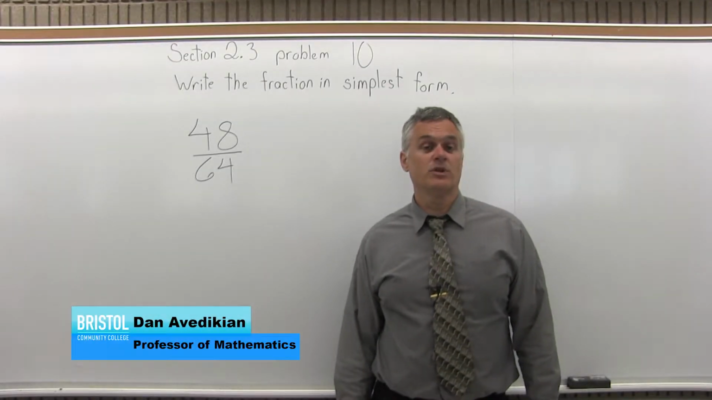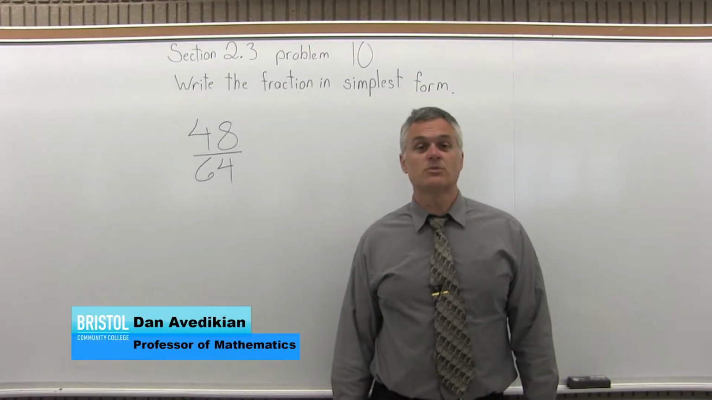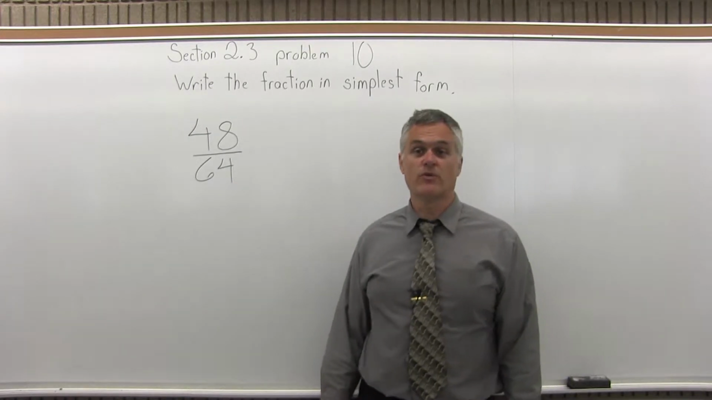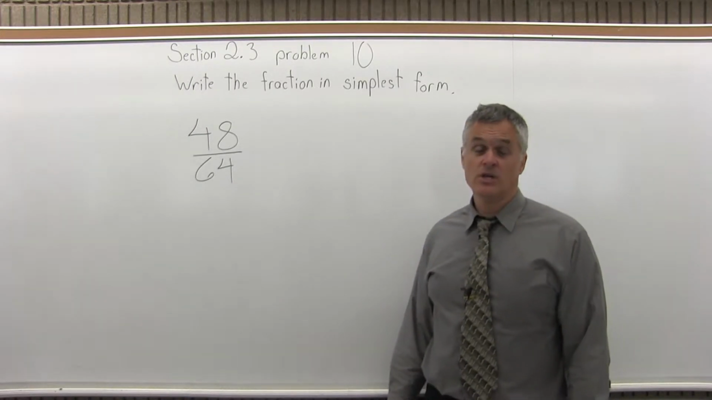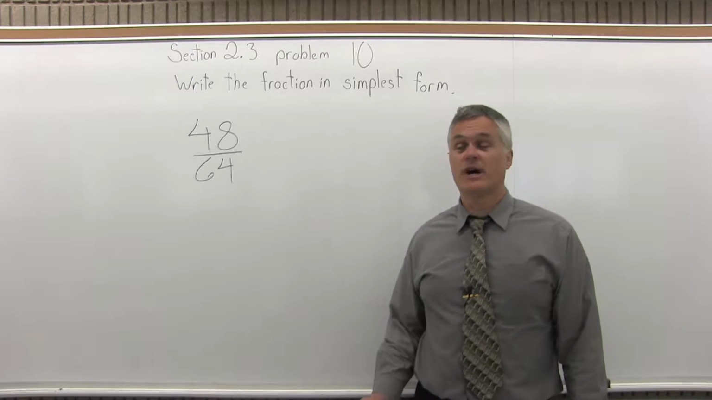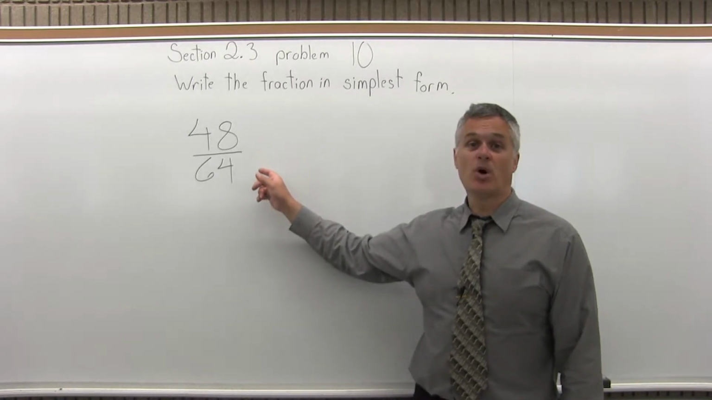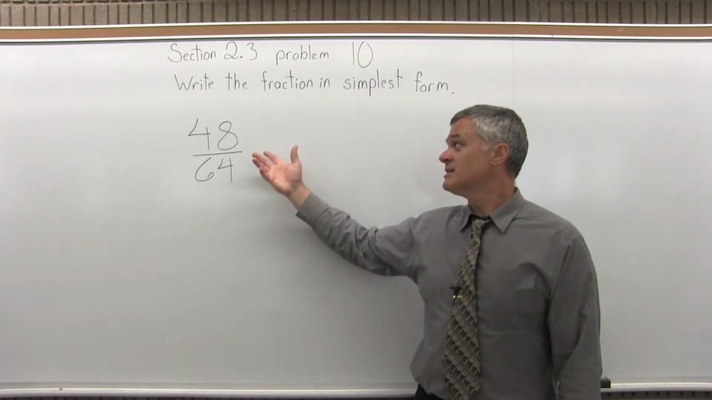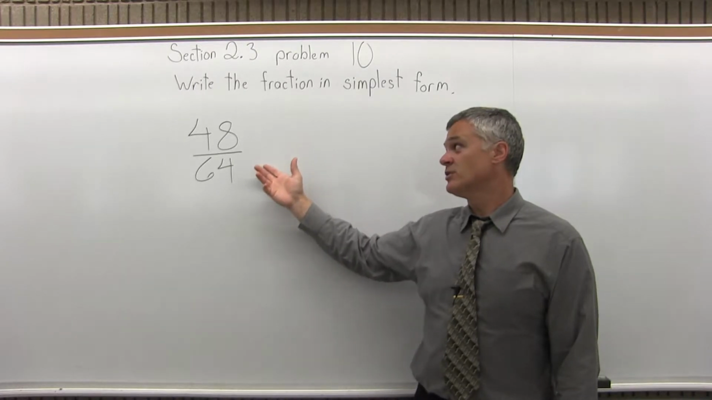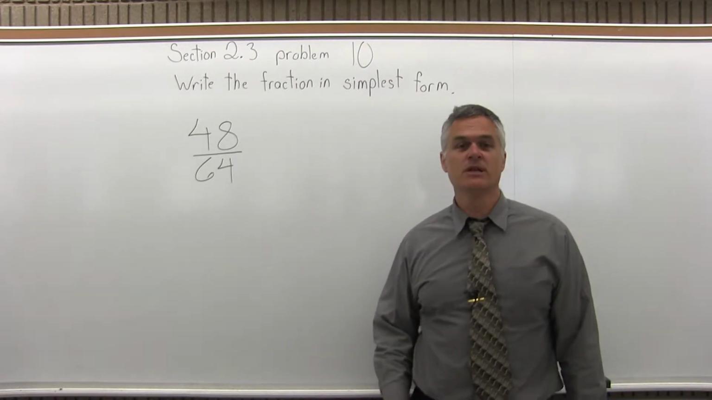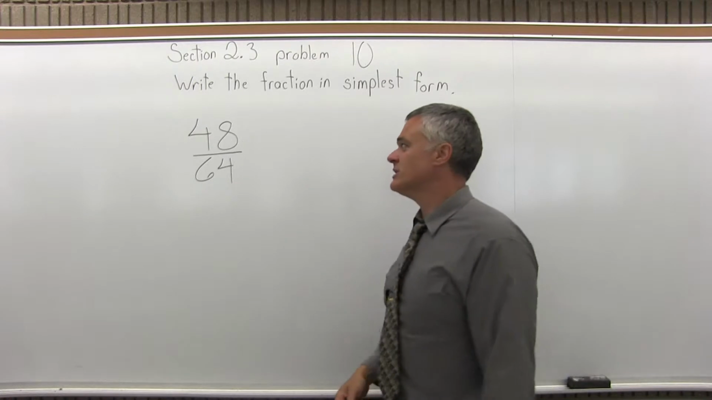This is Section 2.3, Problem 10. It says write the fraction in simplest form, and we have 48 over 64. So what we want to do is find the largest value that divides into both the top and bottom evenly. And again, I can see we have a few choices. 2 divides into both evenly, 4 divides into both evenly, but 8 would be a better choice.